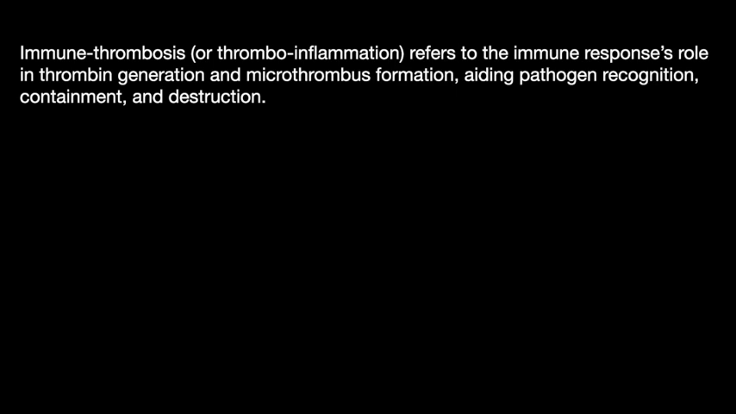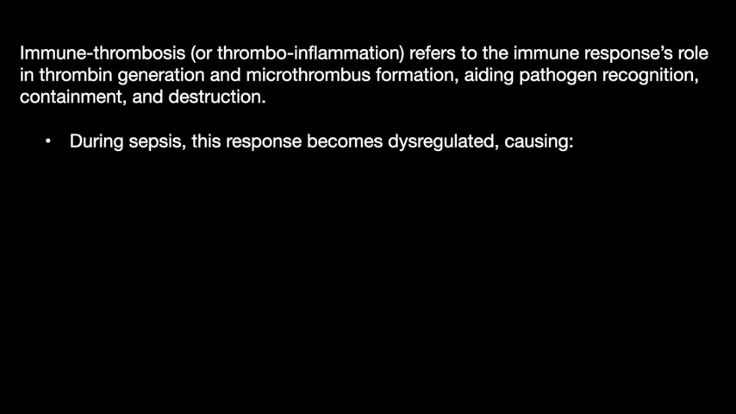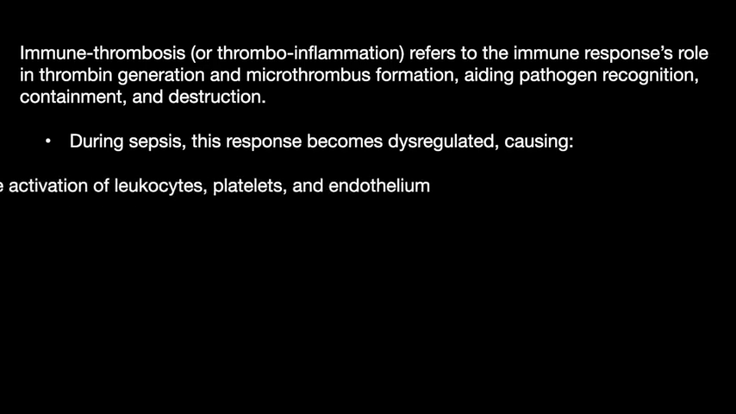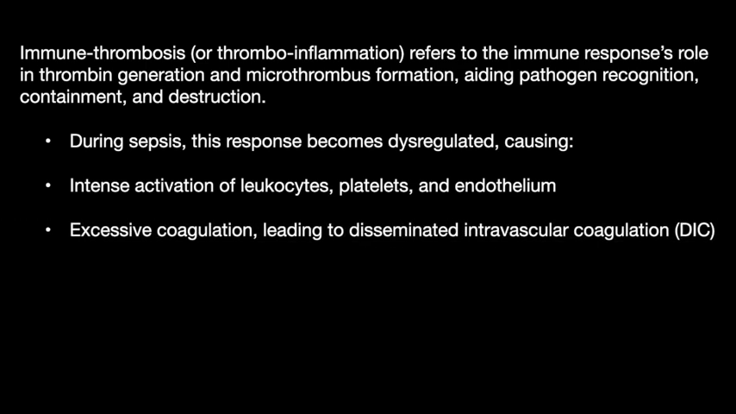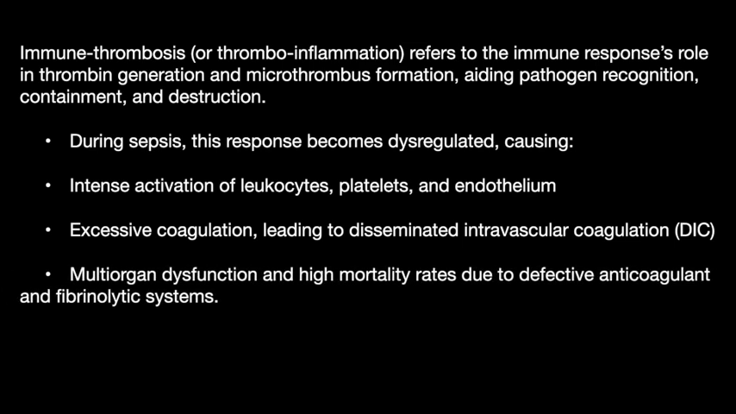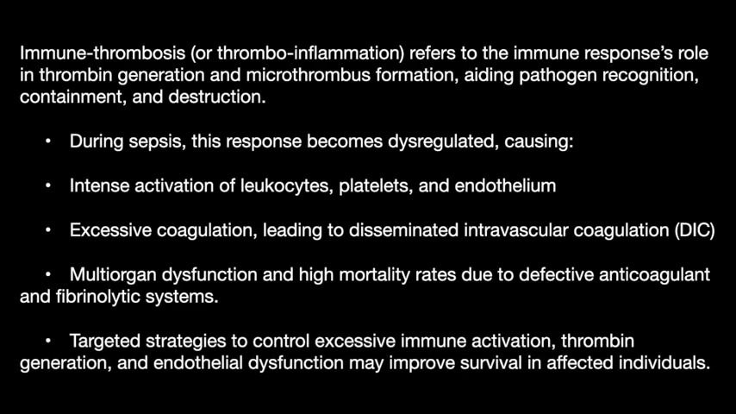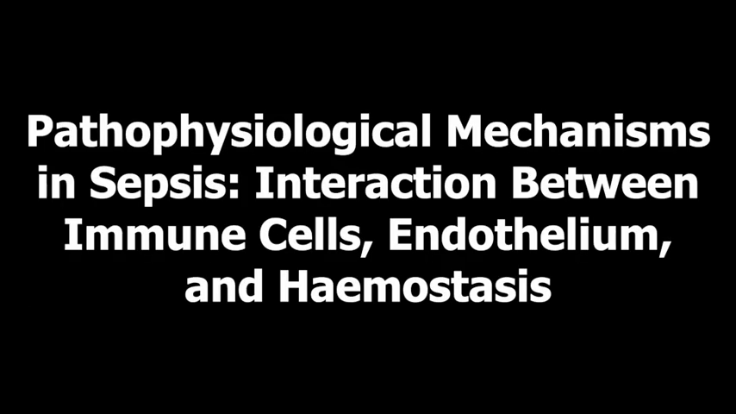Immune thrombosis refers to the immune response's role in thrombin generation and microthrombus formation, aiding pathogen recognition, containment, and its destruction. During sepsis, this response becomes dysregulated, causing intense activation of the leukocytes, platelets, and the endothelium, and excessive coagulation leading to DIC, multi-organ dysfunction, and high mortality rates due to defective anticoagulation and fibrinolytic pathways. Targeted strategies to control the excessive immune activation, thrombin generation, and endothelial dysfunction may improve survival in affected individuals. So, what are the pathophysiological mechanisms of this interaction?